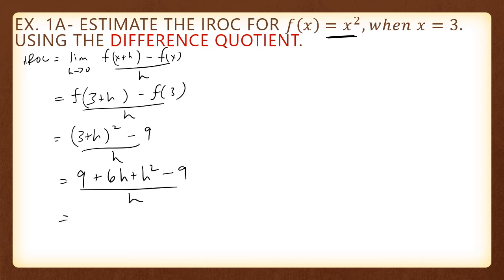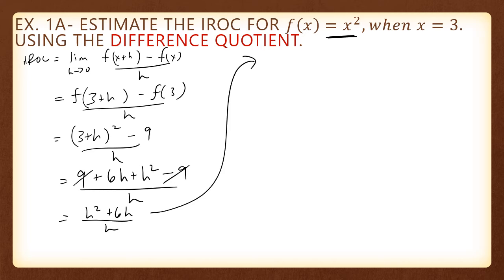Now that's convenient for us, because when I go to collect like terms, look what happens. 9 minus 9, 0, they're gone. All I'm left with is h squared plus 6h all over h. That is very, very good news for us, and you're going to see why in a second. Again, our problem is that we can't divide by 0. So eventually, our end game is to get rid of that h on the bottom, if we can.